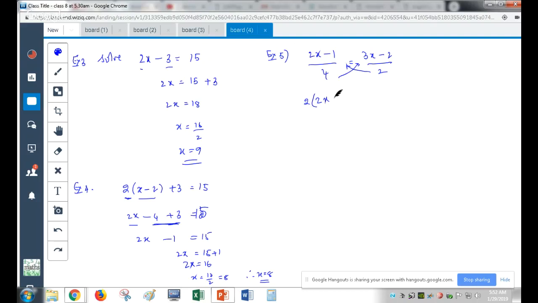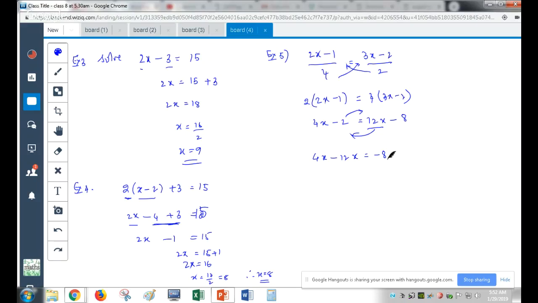2 into (2x minus 1) is equal to 4 into (3x minus 2). So open the brackets. 2 twos are 4x minus 2 is equal to 4 threes are 12x minus 4 twos are 8. Now transposition. This x term to left hand side and constant to other side you have to, because our ultimate aim is to find out x. So 4x minus 12x is equal to minus 8.